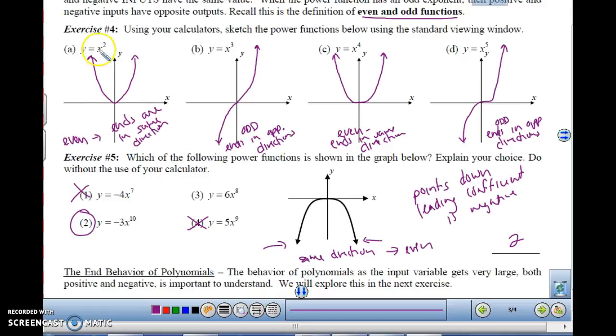The end behavior of polynomials as the input variable gets very large, both positive and negative, is important to understand. We'll explore this in the next exercise in the next class.